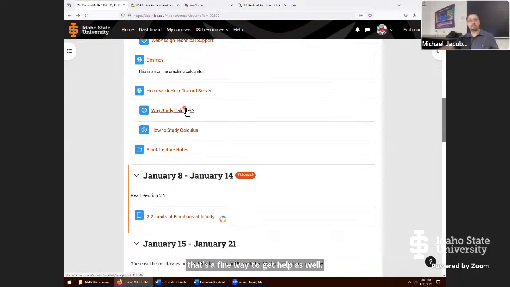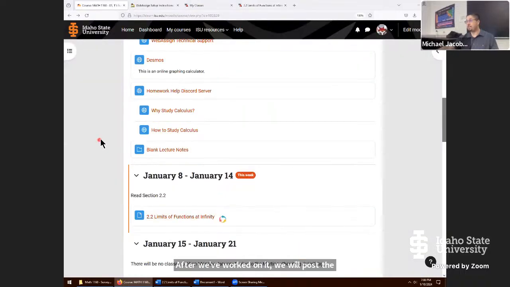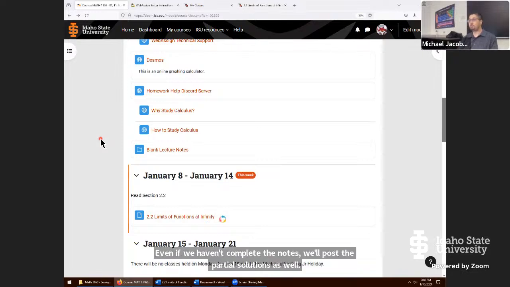Down below is just some optional reading. All the lecture notes are blanked out here because these ones, after we work on them, we'll post the solutions. Even if we haven't completed the notes, we'll post the partial solutions as well. So that's the structure of the Moodle website. Any questions or comments at all, folks, so far?